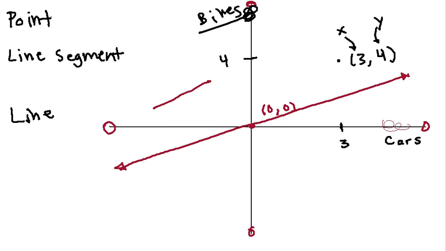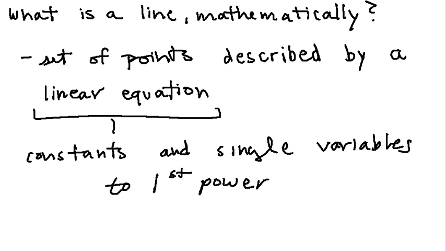Though we've given an intuitive idea of what a line is, you might wonder what are more rigorous definitions of a line. Well, a line is simply defined as a set of points described by a linear equation. Now, a linear equation is simply an equation with only constants and single variables to the first power. Now, these single variables may also be multiplied by a constant, but there can be no other variables multiplied together with them, and all variables must only be to the first power.